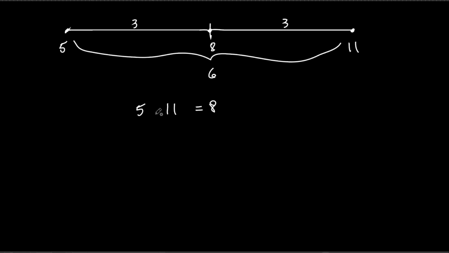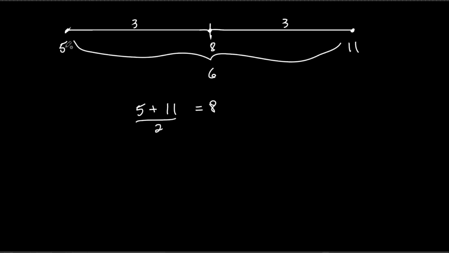That doesn't give me 8. If I add them, I get 16. But let's think about this. If I added them together, I get 16. But how do I get from 16 to 8? Well, I can just divide it by 2. Why did I know to divide it by 2? Because we're splitting this up into 2 equal parts. And it makes sense that you divide it by 2.